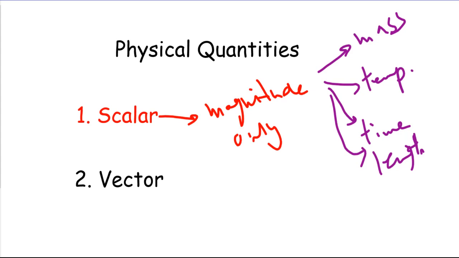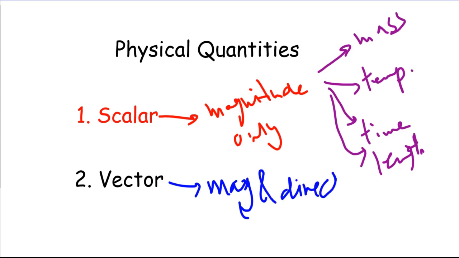The other type was vector physical quantities. It's a physical quantity that can be fully defined by its magnitude and direction. Here we have magnitude and direction. For example, for vectors: force, displacement, velocity.